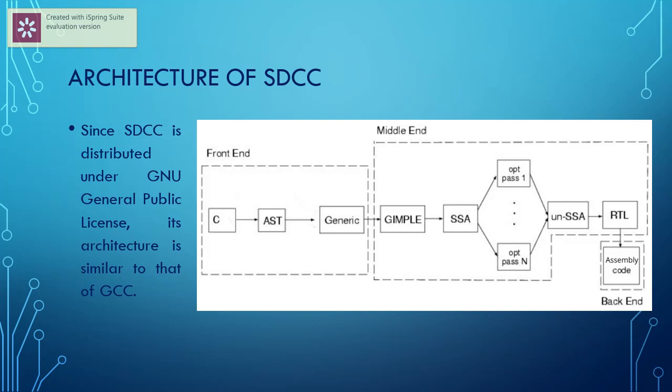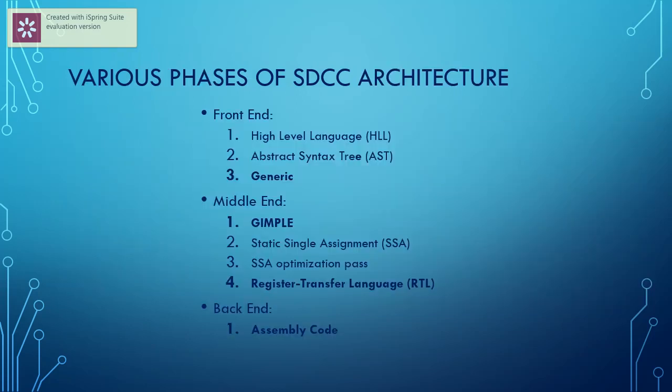The initial input is the C source file. This input then undergoes various stages of compilation and it gets converted to a final assembly code output. This assembly code output is finally served to target devices like microprocessors. As you can see, the architecture consists of three major parts: front end, middle end, and back end. We'll see deep into these in the further slides.